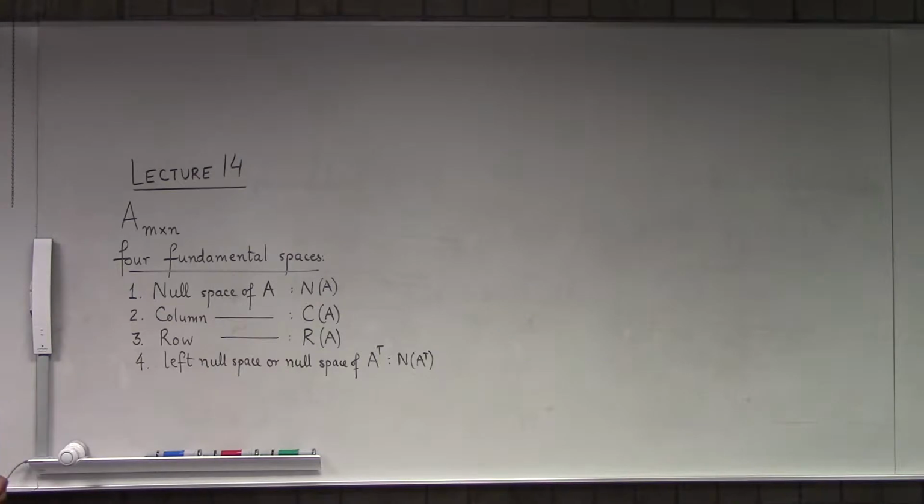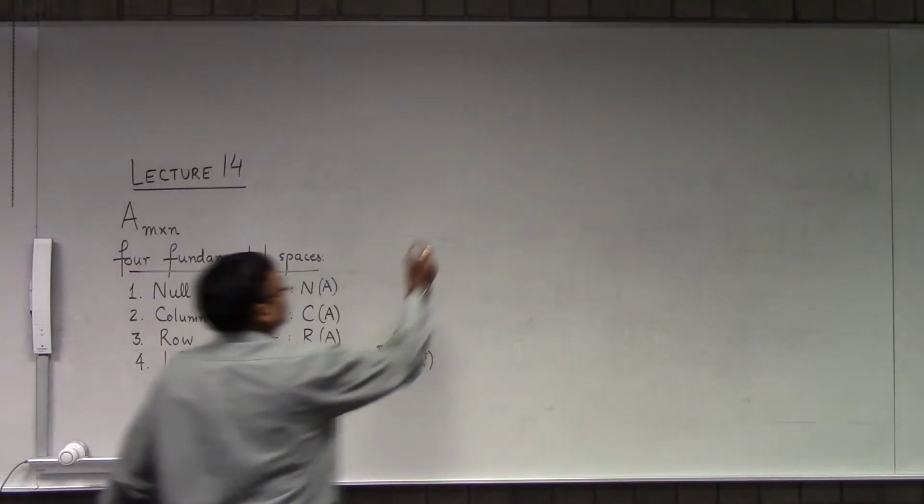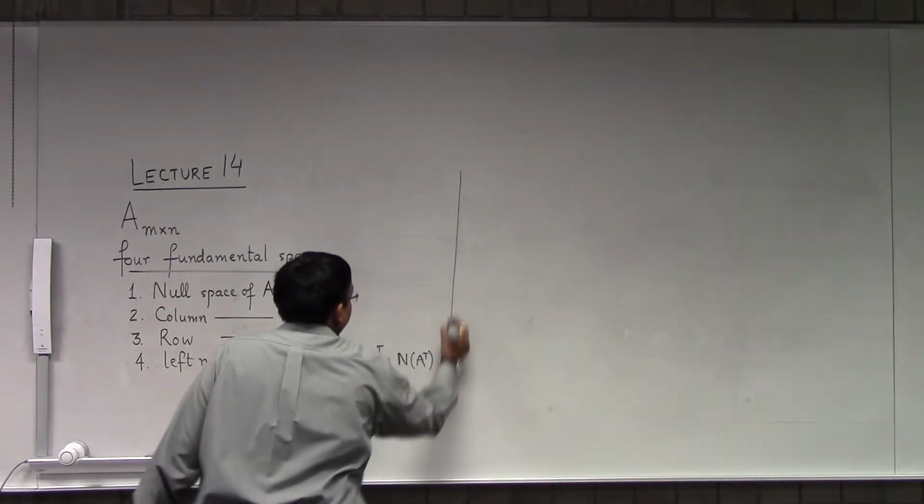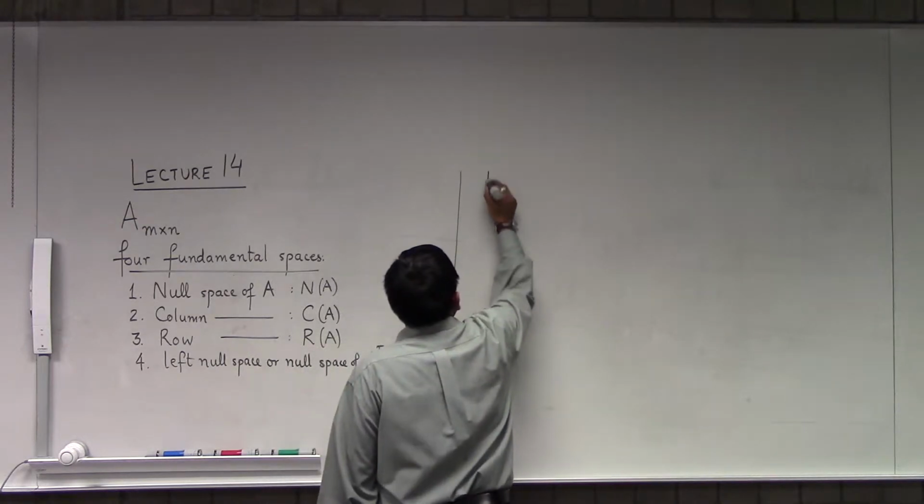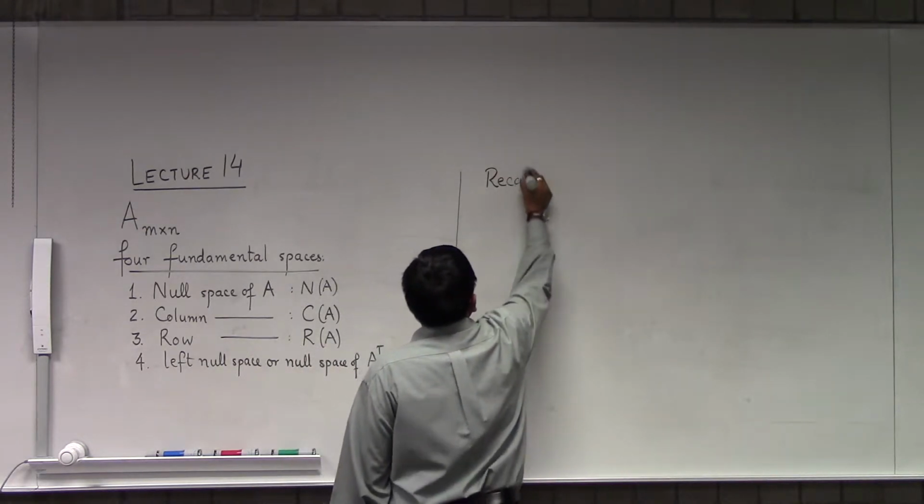Now one may wonder why we are so much interested in this particular null space of A transpose. Once we proceed, we'll see there is a reason why we are so much interested in this null space. Now, let me recall something that we did last time about null spaces.